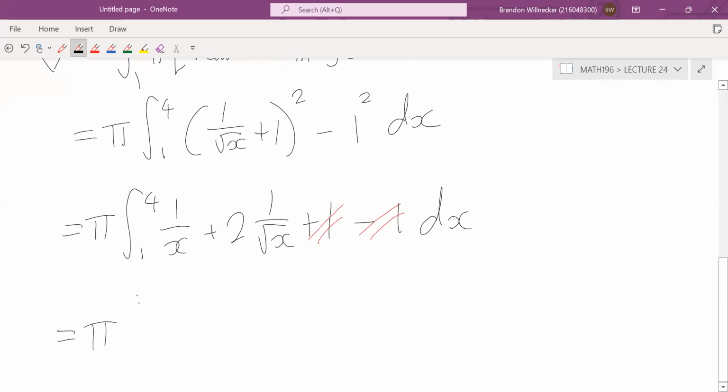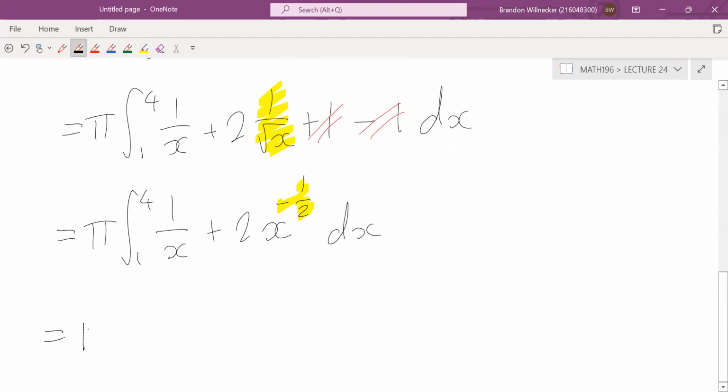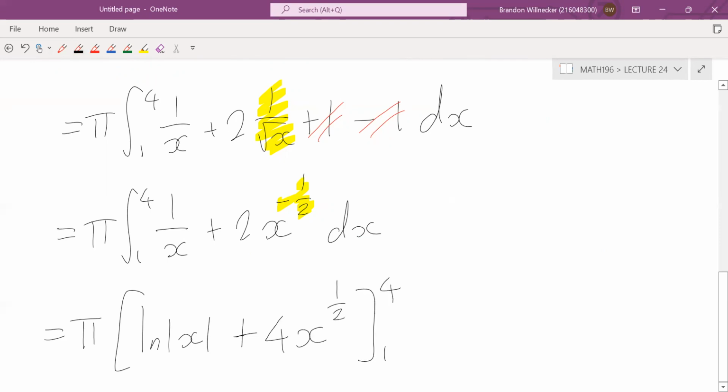So this becomes pi integral from 1 to 4, 1 over x plus 2x to the minus 1/2. So I just wrote this as an exponent. Okay, so we can use the power rule. So this becomes pi integral of 1 over x, that's the natural log of x, integral of 2x to the minus 1/2. We add 1 to the exponent to make it 1/2, divide by 1/2, that's the same thing as multiplying by 2. So we have plus 4x to the 1/2 from 1 to 4.